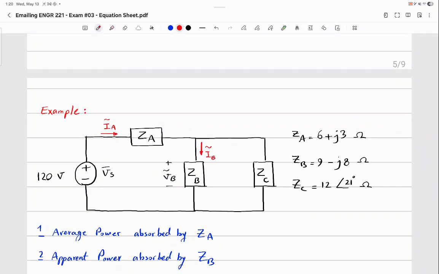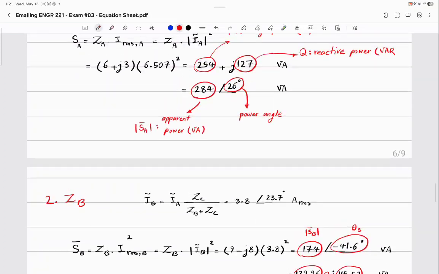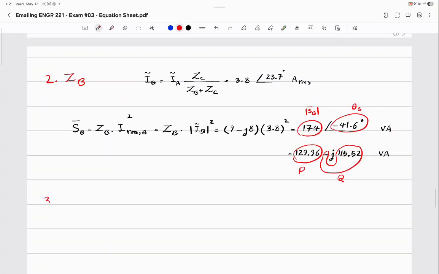Who's next? Seth. Current division is perfectly fine, but is there an easier way to find IC? IA minus IB will give you IC, okay? So it's easier. IC is equal to IA minus IB, and everything else is the same.